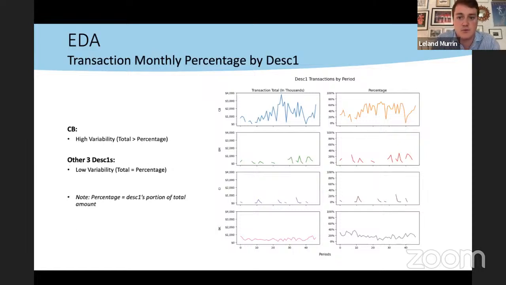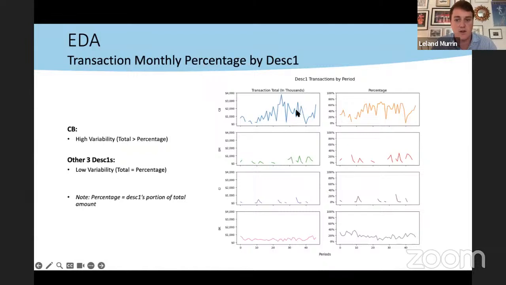Looking into description 1s, drill down to transaction total, the 4 description 1s of interest: CB, EM, CI, and BK. Transaction total is the first column. I'm also looking at their percentage of total, that description 1's transaction amount as a percentage of the total transaction amount over time, to get an idea of how much of the overall they're constituting at each point.